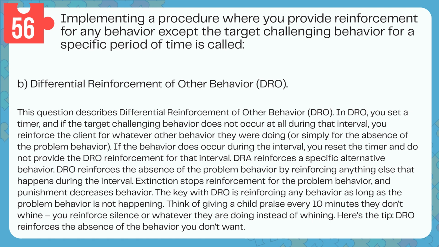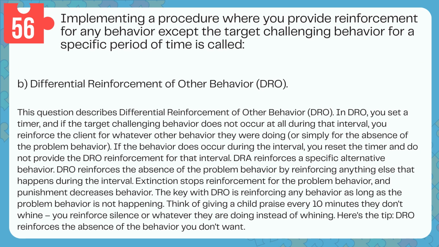Answer: B. Differential reinforcement of other behavior, DRO. This question describes differential reinforcement of other behavior, DRO. In DRO, you set a timer, and if the target challenging behavior does not occur at all during that interval, you reinforce the client for whatever other behavior they were doing, or simply for the absence of the problem behavior. If the behavior does occur during the interval, you reset the timer and do not provide the reinforcement for that interval. DRA reinforces a specific alternative behavior. DRO reinforces the absence of the problem behavior by reinforcing anything else that happens during the interval.